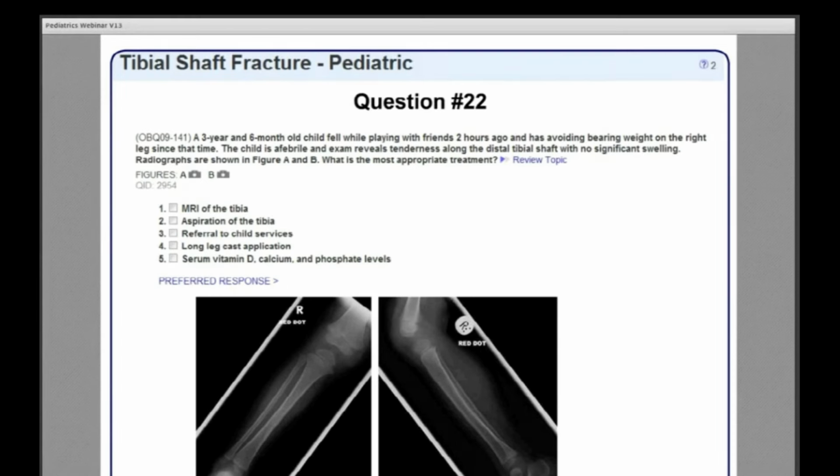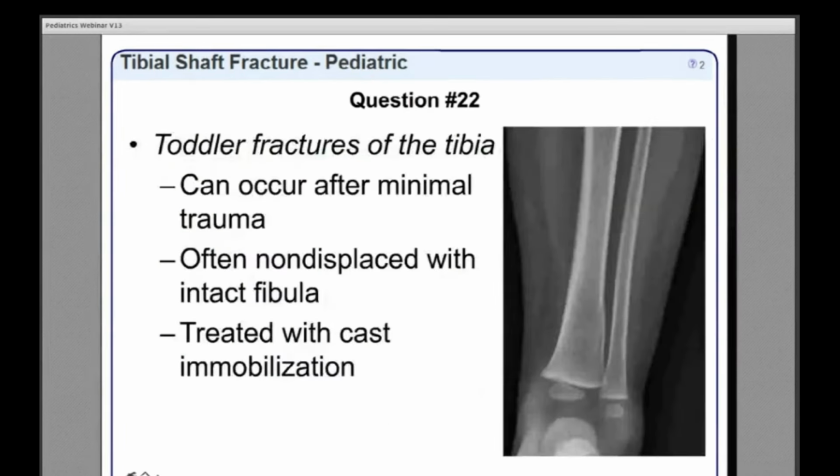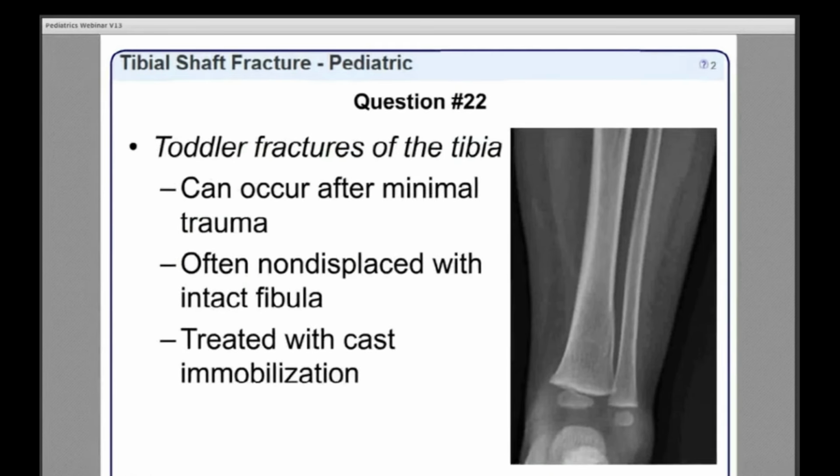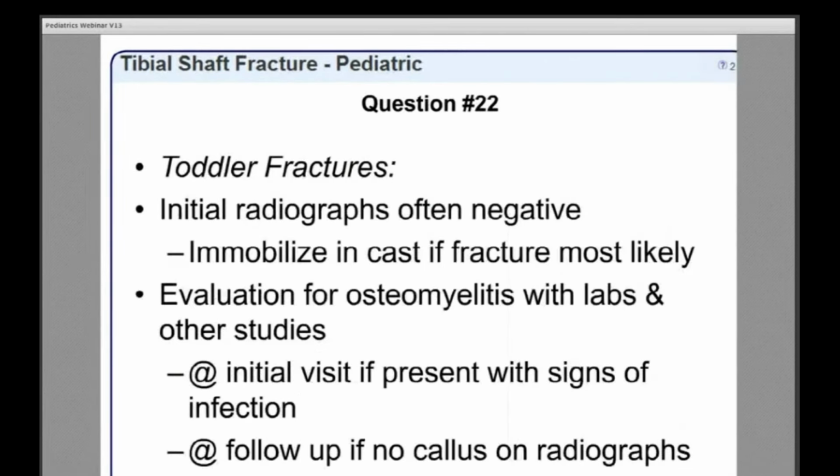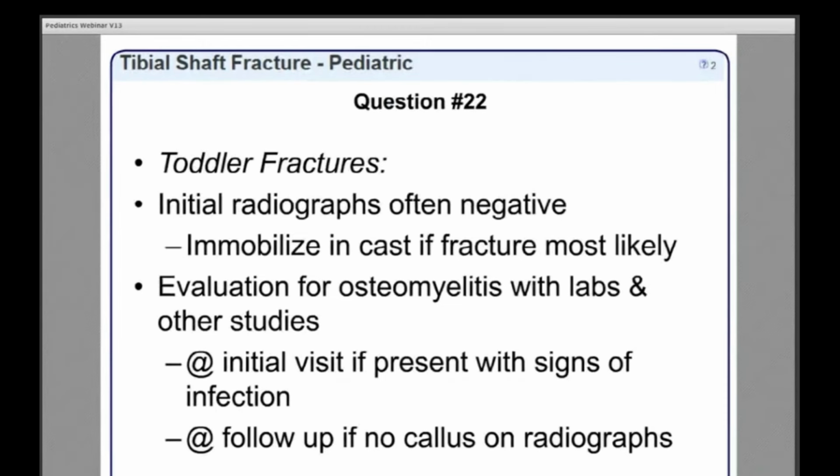The radiographs here demonstrate a non-displaced tibial shaft fracture. Now, toddler fractures of the tibia can occur after minimal trauma. They're often non-displaced with an intact fibula, and they can be treated with cast immobilization. With toddler fractures, the initial radiographs are often negative. However, you should immobilize the patients in a cast if a fracture is the most likely diagnosis.